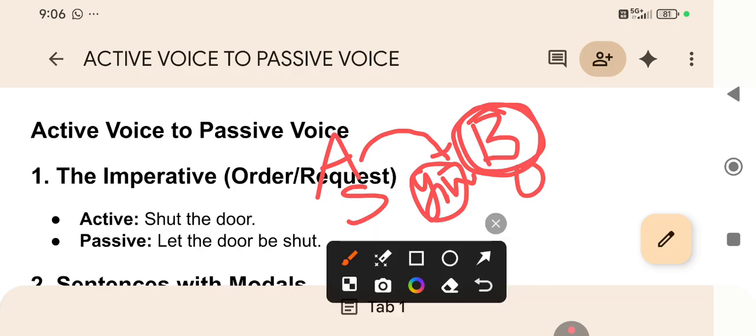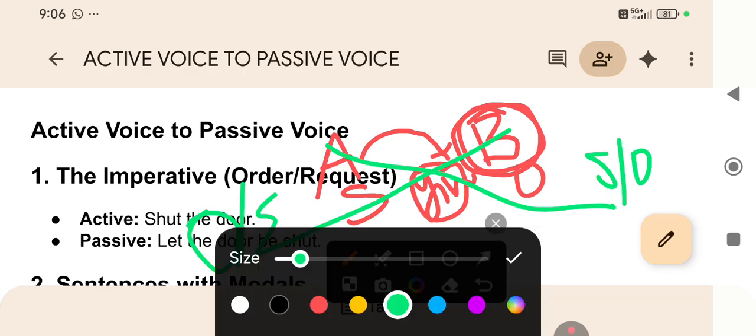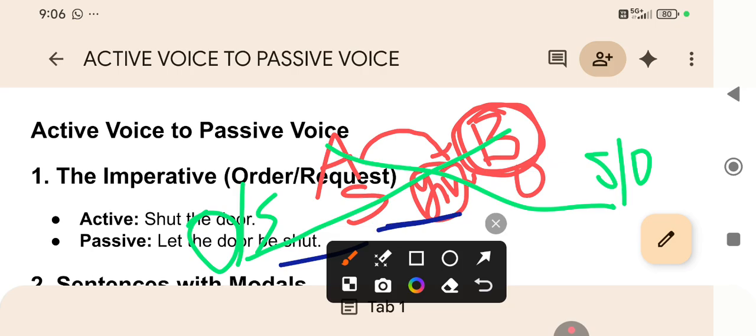Now in passive voice, the first step is that both places, object and subject, are exchanged. The object becomes the subject now, and the subject becomes the object. This is the first rule of active voice to passive voice. But in between there are two major changes which you should always keep in mind. Two changes take place in active to passive. This is the second and third rule.